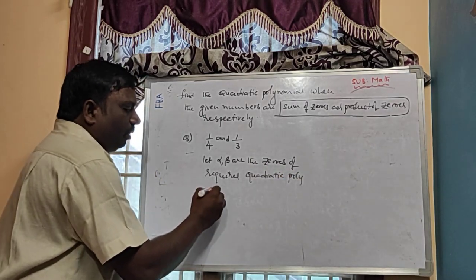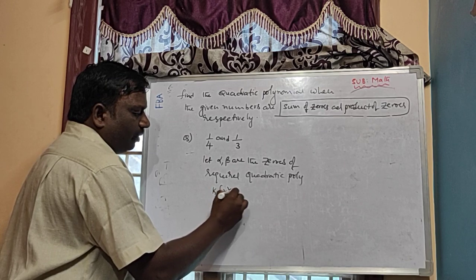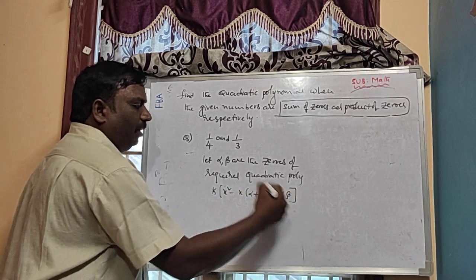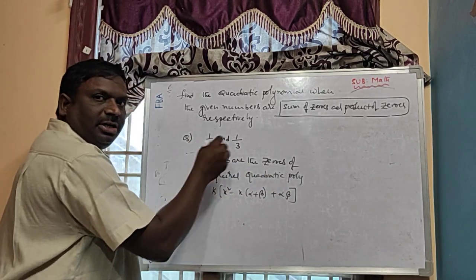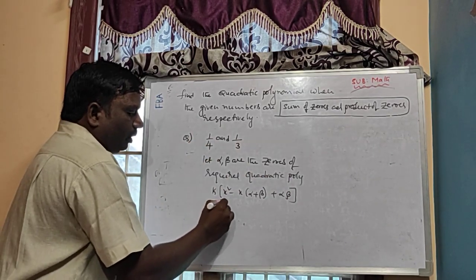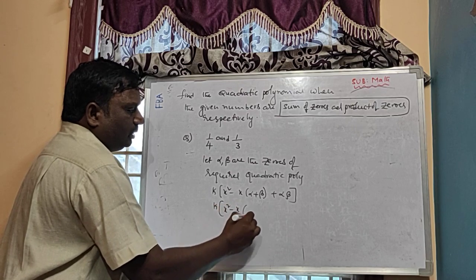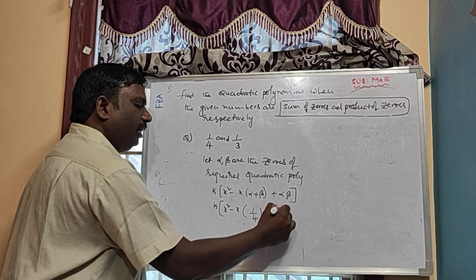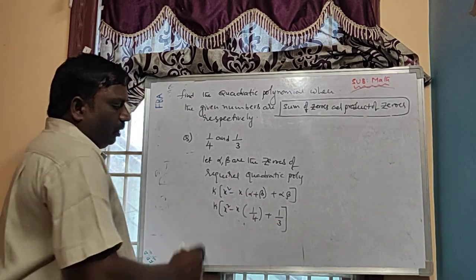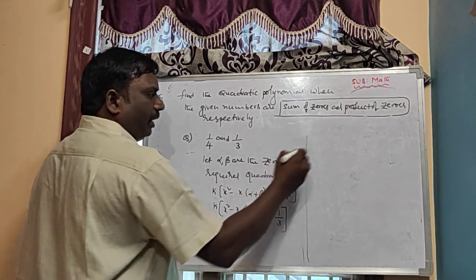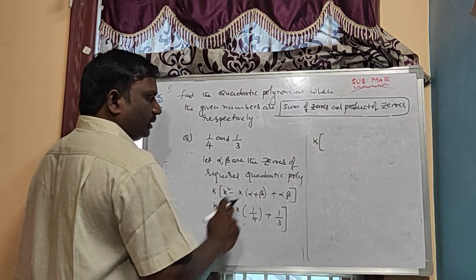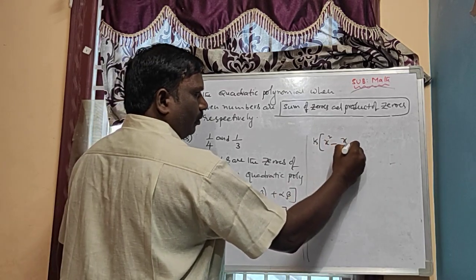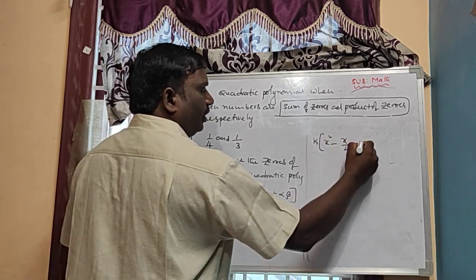Then the required polynomial is k into x square minus x into alpha plus beta plus alpha into beta. Then substitute the alpha plus beta value and the alpha into beta value. K into x square minus x into 1 by 4 plus alpha into beta is 1 by 3. So now k into x square minus x by 4 plus 1 by 3.